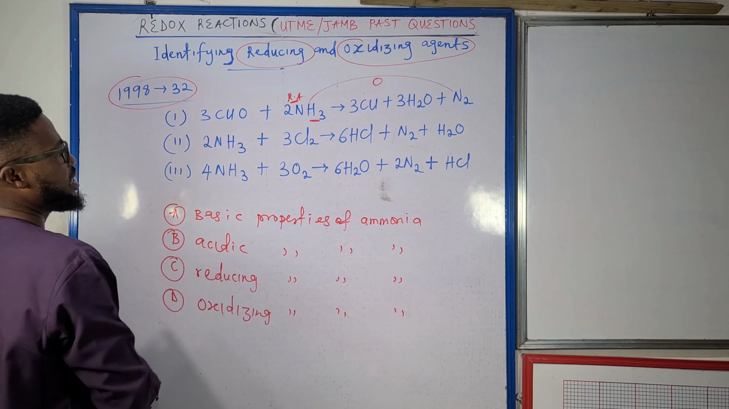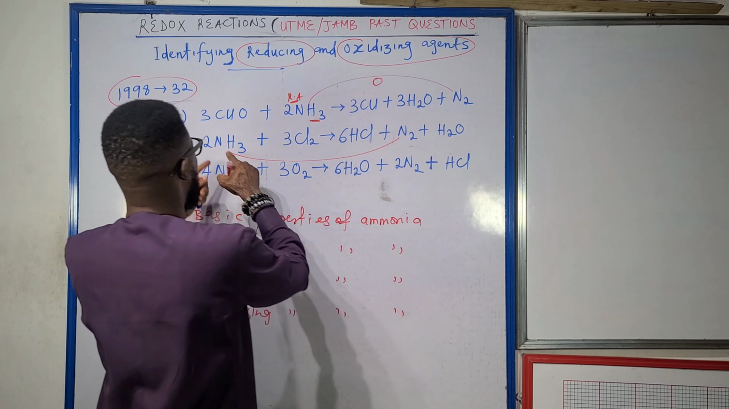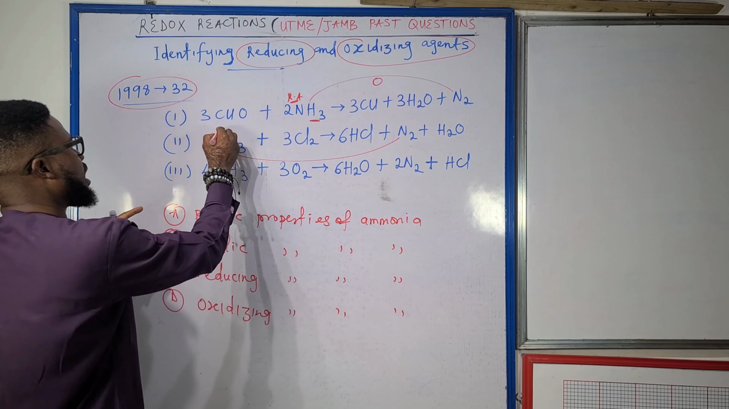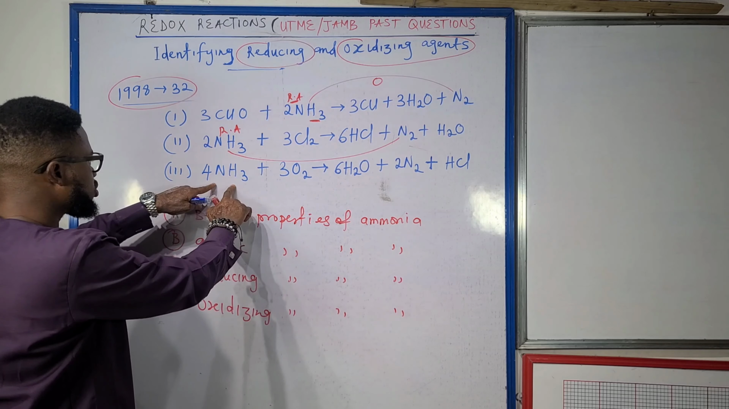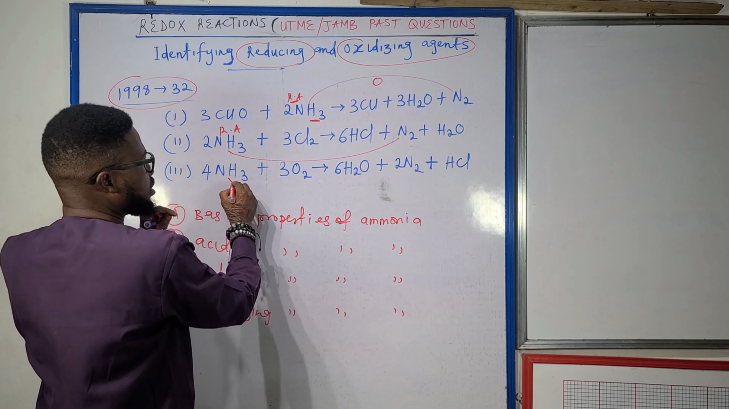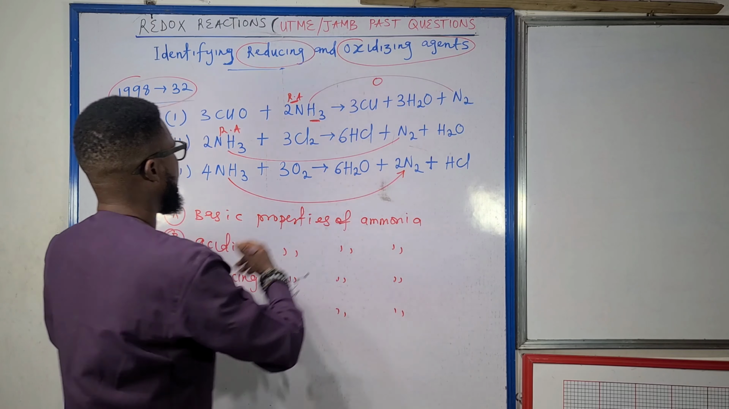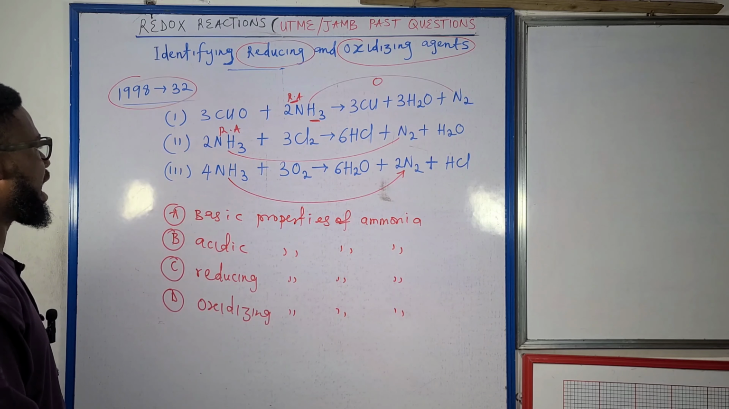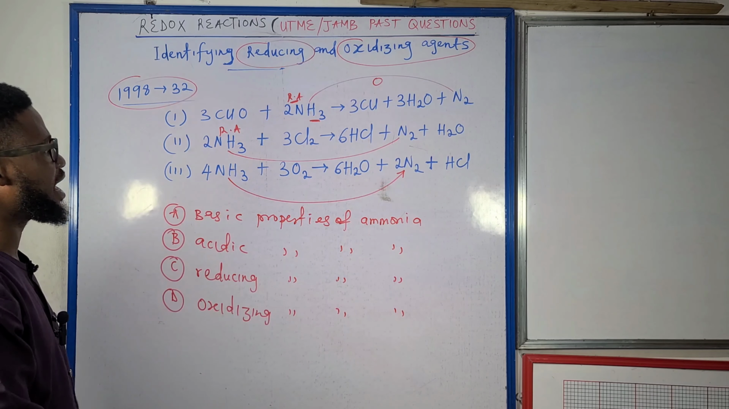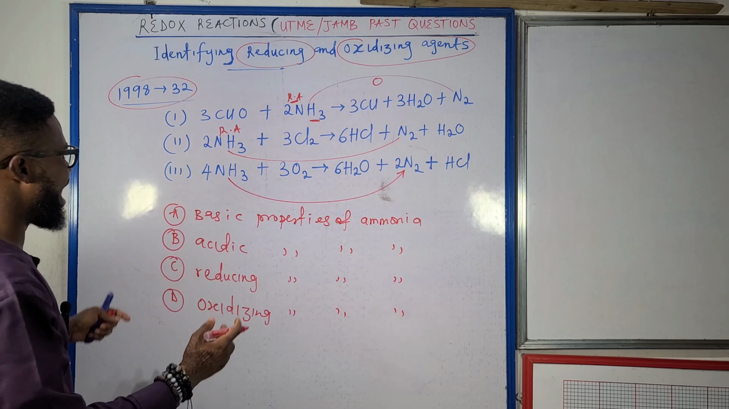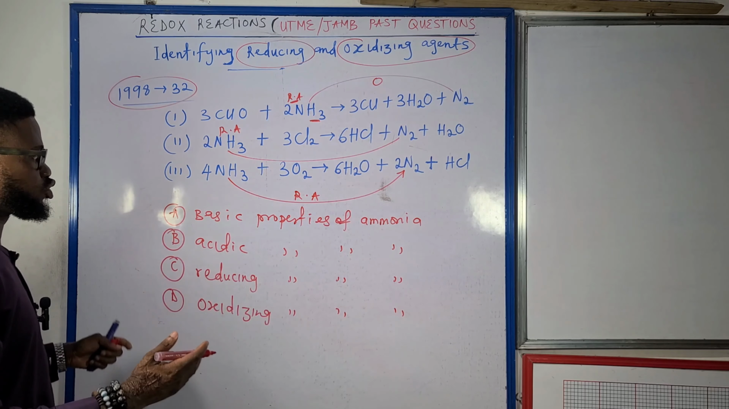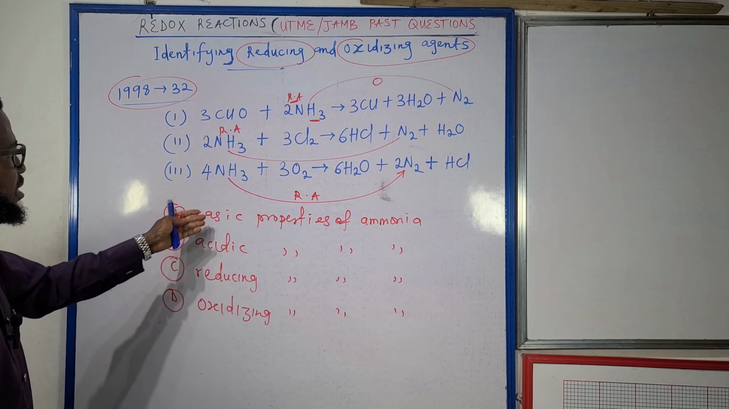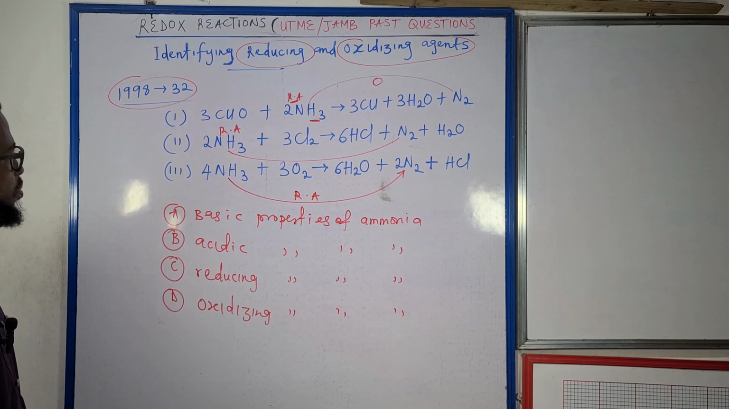If I come here, the same thing had happened. Ammonia had become nitrogen, so I'll be looking at the reducing ability of ammonia as well. When I come to equation 3, ammonia had actually become nitrogen gas. Here again, I am looking at the reducing ability of ammonia, so to speak.